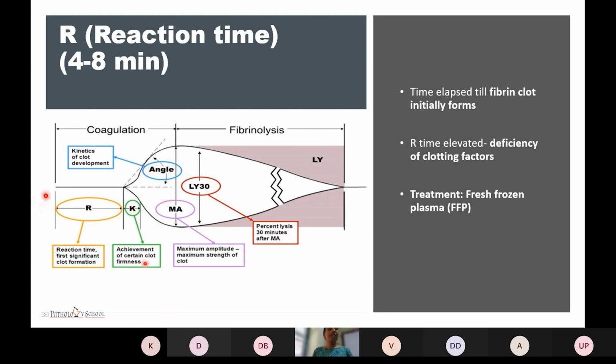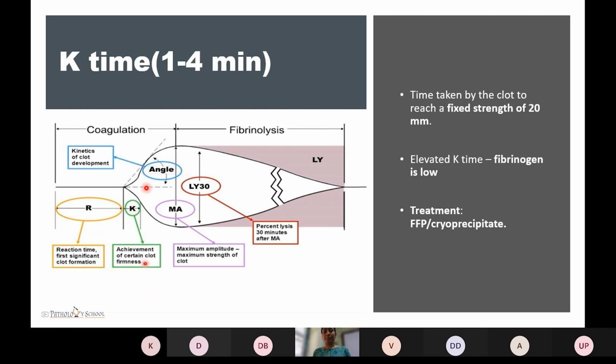If R time is elevated, you can say that there is deficiency of clotting factors. Because of this, the R time is getting elevated, and such patients will be given fresh frozen plasma because it is rich in clotting factors.